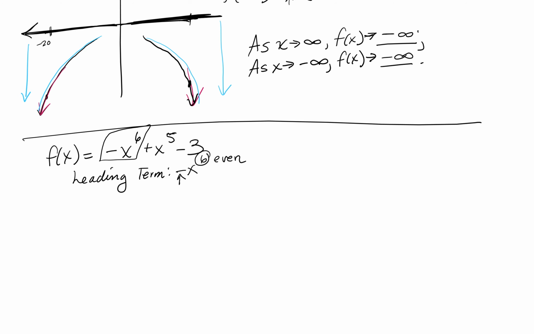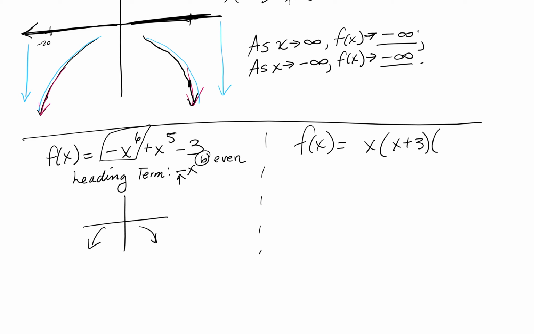So negative means it's turning down, and both sides are doing the same thing, which means I'm going down and down. Okay? I'm not going to do the statements on that, but I just wanted to show you that example. Let's do one more. So let's say we have f of x equals x times x plus 3 times x minus 2 squared.